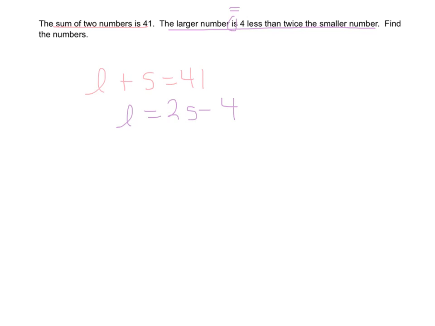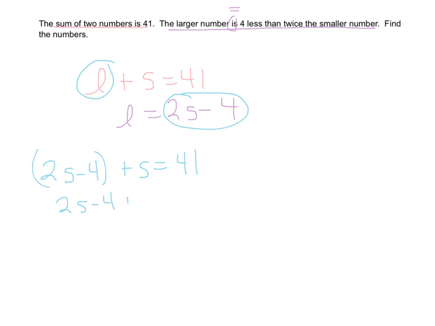Okay, and I'm going to use substitution to solve this one. This 2S minus 4 can be substituted right here for this L. So 2S minus 4 plus S equals 41. Now we can just remove our parentheses since there's nothing to distribute. So 2S minus 4 plus S equals 41. Combine your like terms. 3S minus 4 equals 41. Add 4. So 3S equals 45. Divide by 3. S equals 15.